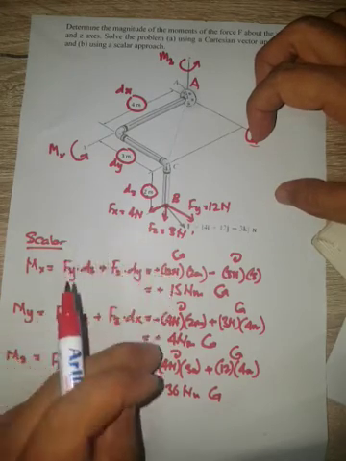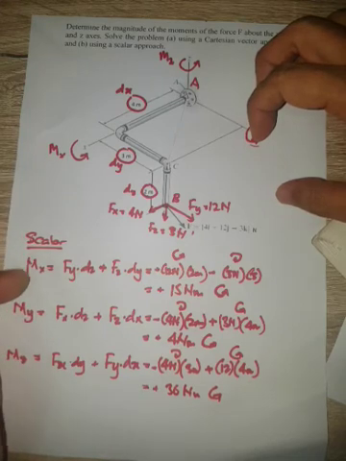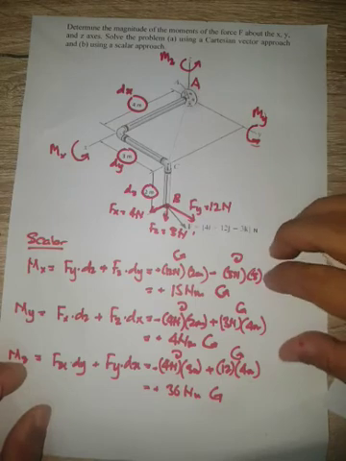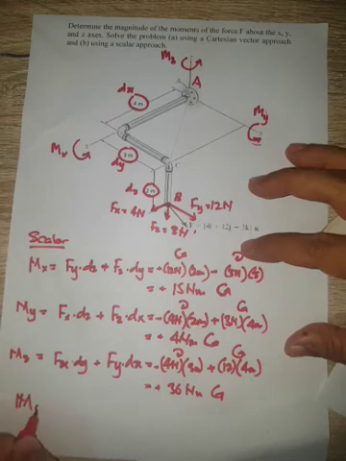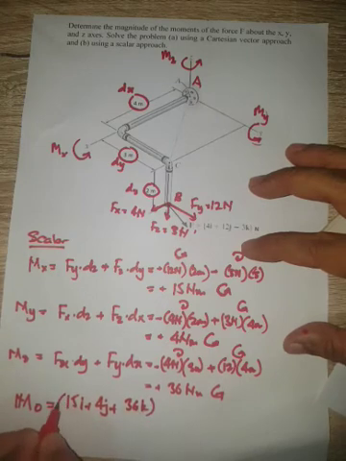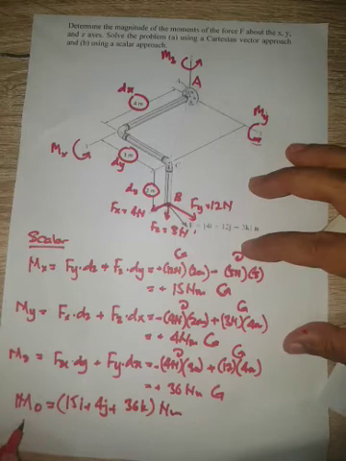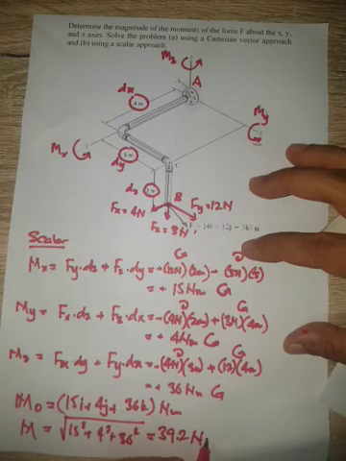So we have determined the moment in each of the x, y, and z axes. If we write down this result, the moment of this system is going to be 15i plus 4j plus 36k Newton meter, and the magnitude of the moment is going to be the square root of 15 squared plus 4 squared plus 36 squared, which becomes 39.2 Newton meter.